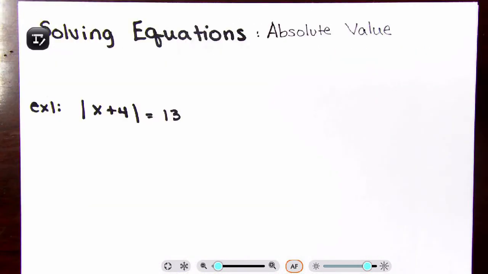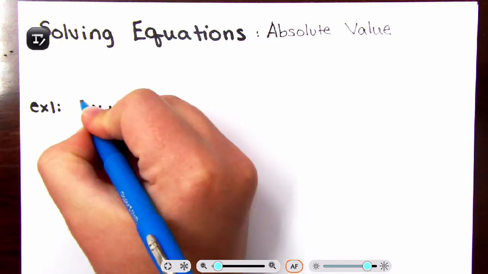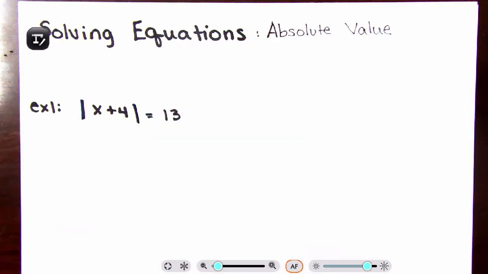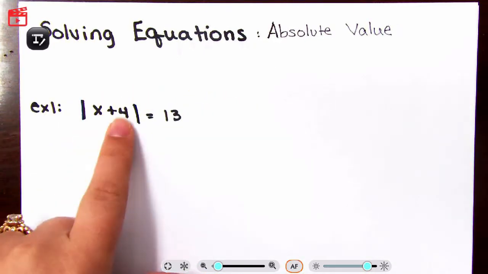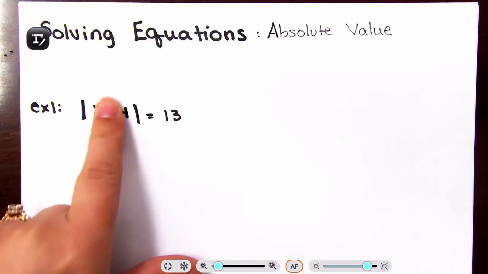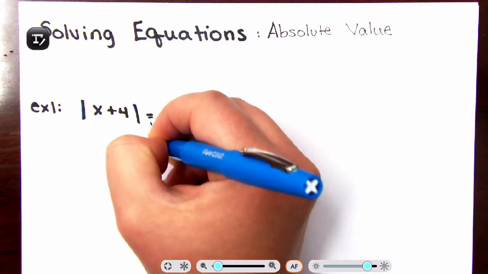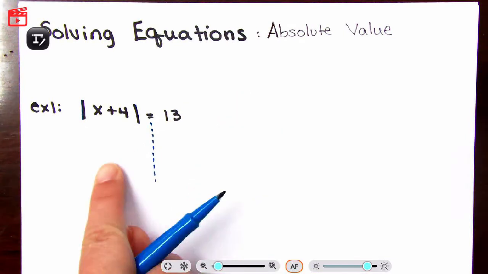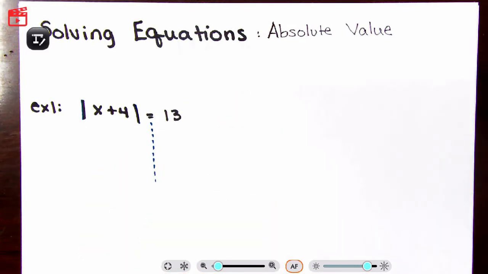Let's go ahead and jump into our example number 1. Example number 1, step number 1 is to isolate the absolute value, meaning I need nothing but the absolute value on one side. I call this a bubble. Anything outside the bubble on this side? No, there's nothing outside the bubble. There's a 13, but it's on the opposite side of the equation, therefore it doesn't really count.